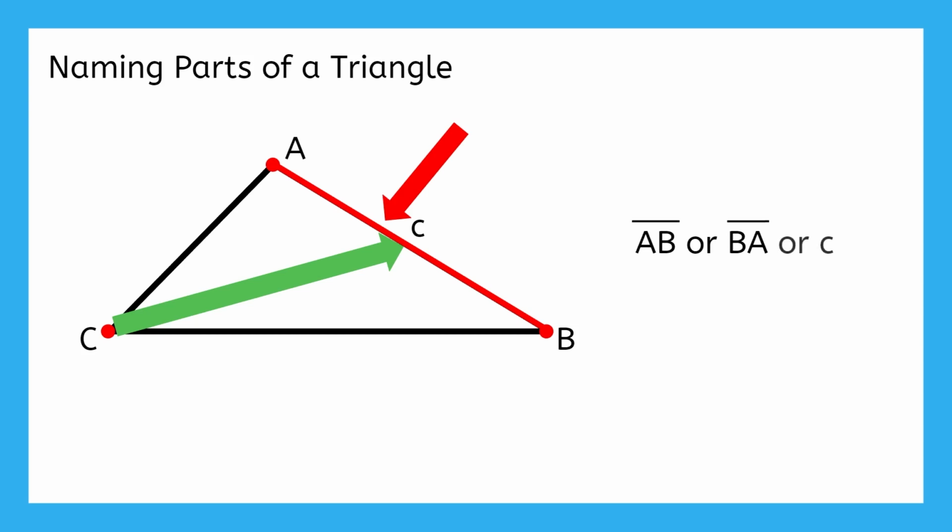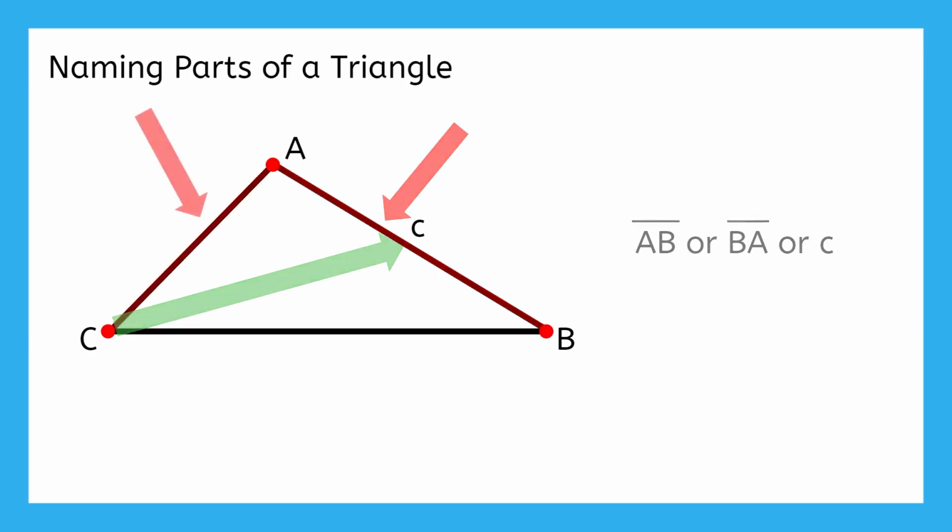Let's add lowercase c to our list of names for this side of the triangle. Since this label was created just for this side of the triangle, and we aren't talking about a segment between 2 points, it does not need the little line on top for notation.